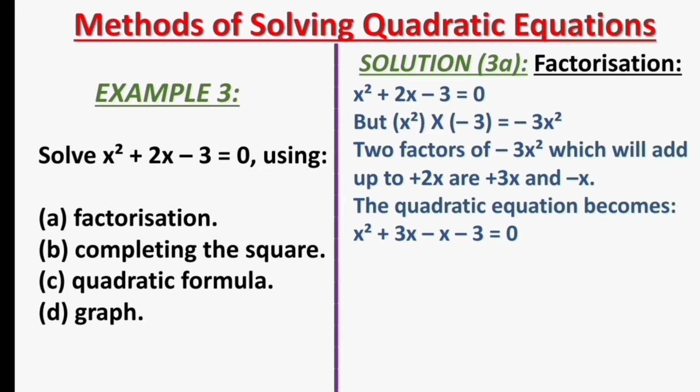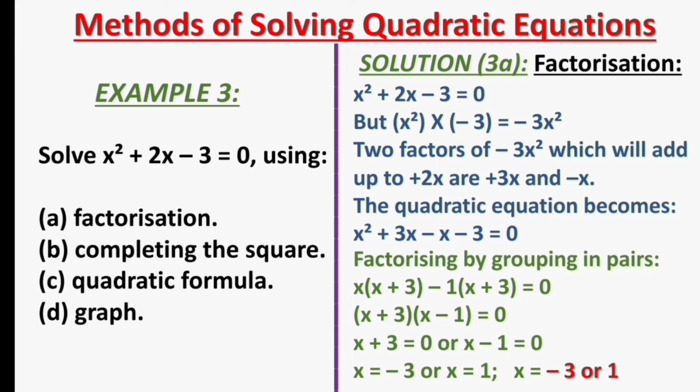Do you know how we can factorize this equation the way it is? Let's see if you know. Factorizing by grouping in pairs. You're going to have the first 2 terms, which has a highest common factor of x. Factorizing, you have x into x plus 3. And also factorizing the second 2 terms, which has a highest common factor of minus 1. Factorizing, you have minus 1 into x plus 3.